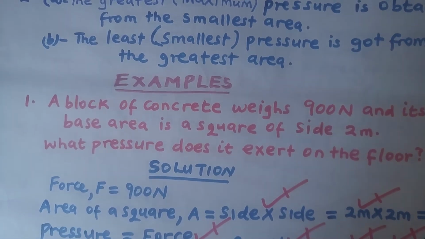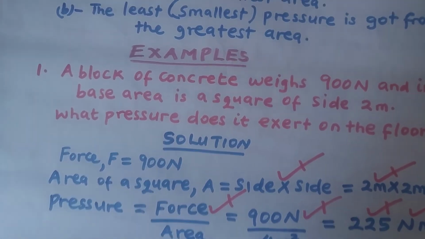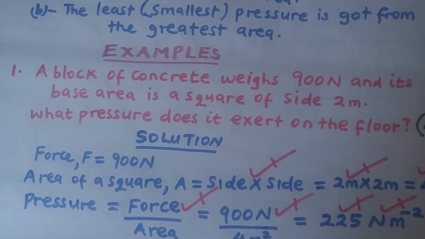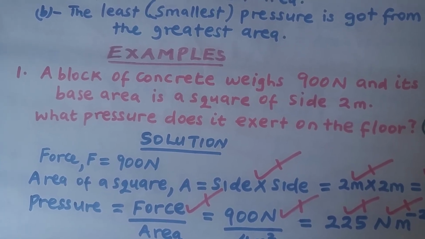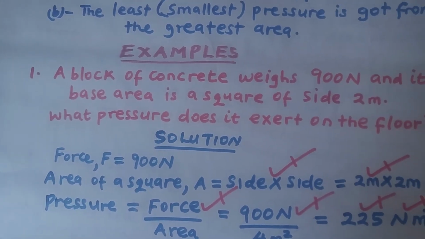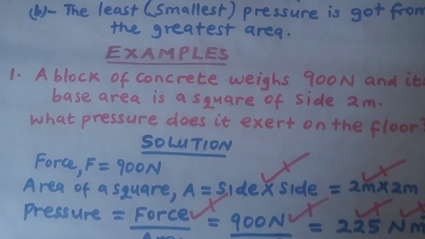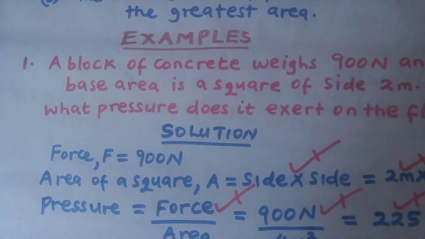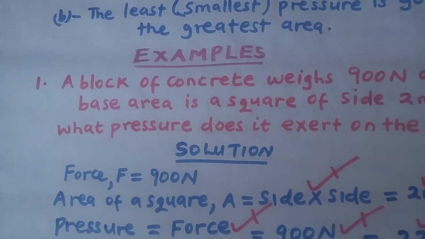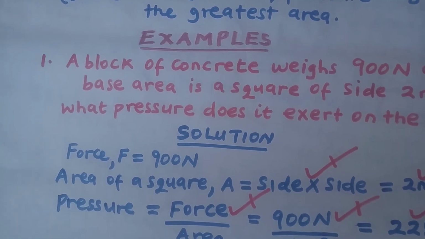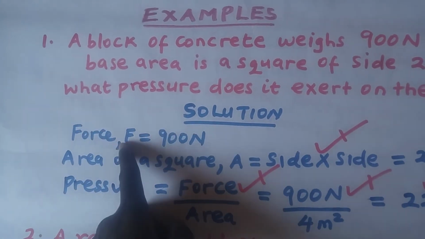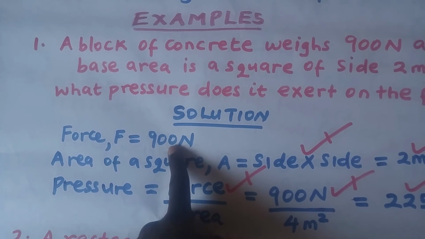Now, let us look at this quick example. Number 1, a block of concrete weighs 900 newtons, and its base area is a square of side 2 meters. So in this question, what is the question? They are saying, what pressure does it exert on the floor? So they have told us that a concrete block, concrete is always used for building, weighs what? 900 newtons. Anything in newtons is what? Force. So as part of our solution, we shall say the force is already given as 900 newtons.